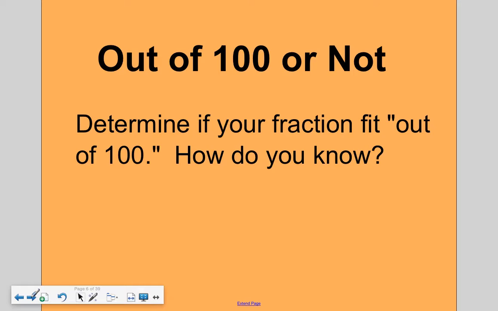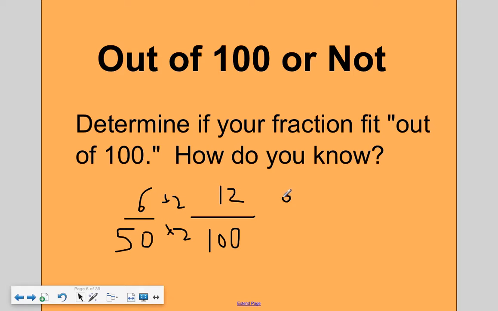In this activity during class, you will be given a fraction, such as, I don't know, 6 out of 50. You must determine: does it go out of 100? Yes or no? Is 100 a multiple of the denominator? Let's see. Is 100 a multiple of 50? It is. How many groups of 50 go in 100? Times 2. So it can be rewritten as 12 hundredths, or the decimal 0.12. What if you are given the fraction 7/8?